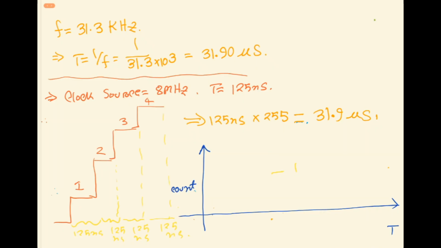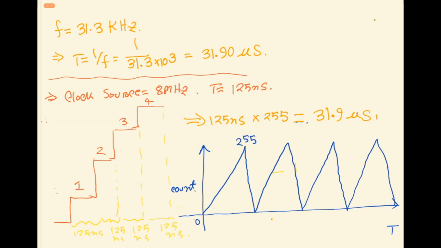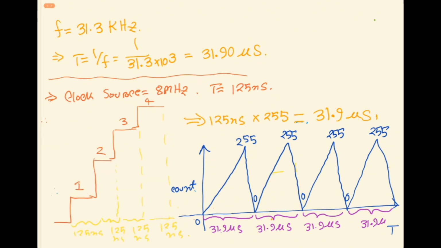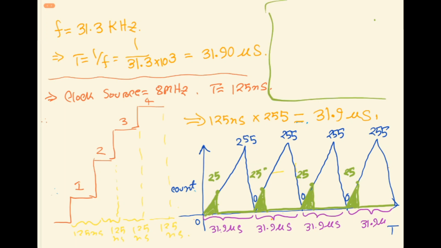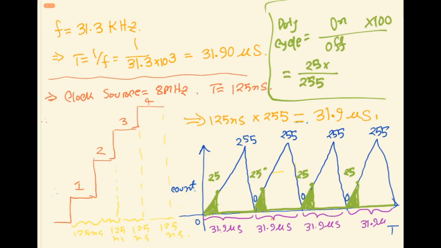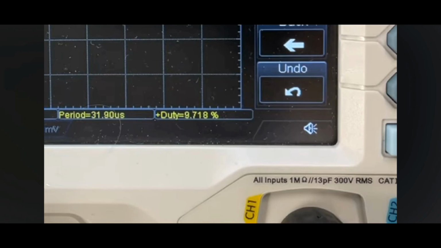You can understand it better on a graph. Here my counter is counting from 0 to 255 again and again. Each full count takes 31.9 microseconds. But it only produces a PWM signal when it is counting from 0 to 25. And as you may know, the duty cycle is just the ratio of on time to the total period. So if I calculate it, we get a 10% duty cycle, as you can see on the oscilloscope.